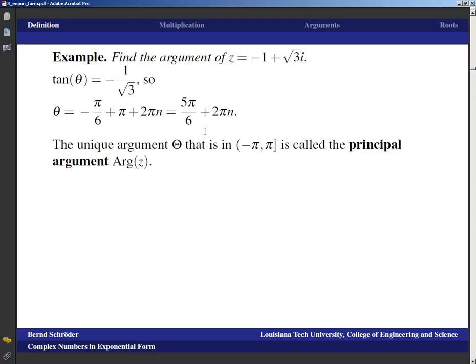And that really is the argument, in lowercase letters, of the number z, which means the argument is not unique, and that can't be expected because, after all, any two angles that are 2 pi apart basically look the same unless we specifically count rotations, which we typically don't. Along these lines, the unique argument, capital Theta, that is in the interval from -pi, open on the left, to pi, closed on the right, is called the principal argument, which is given a capital letter.